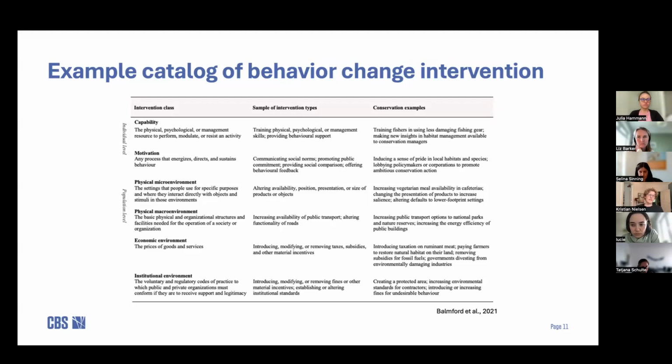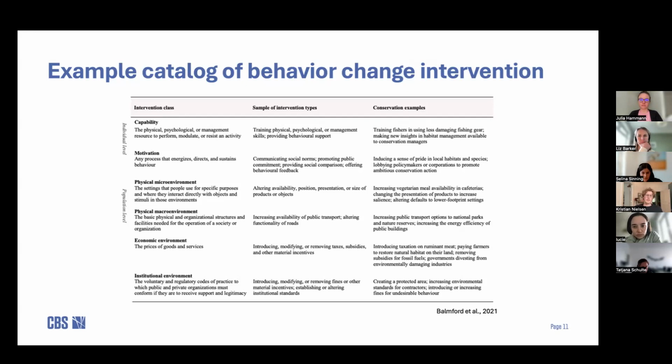We can also change the physical macro environment. So that could be, you think in terms of infrastructure, urban design, all these characteristics will influence how people behave and also what is possible in terms of changing behavior. Then what most people probably think about, or what most policymakers think about, is the price of goods and services. So obviously you can institute taxes, like a carbon tax, for example, increase subsidies to biodiversity-friendly behavior, and other material incentives. So I think this comes natural to most policymakers.